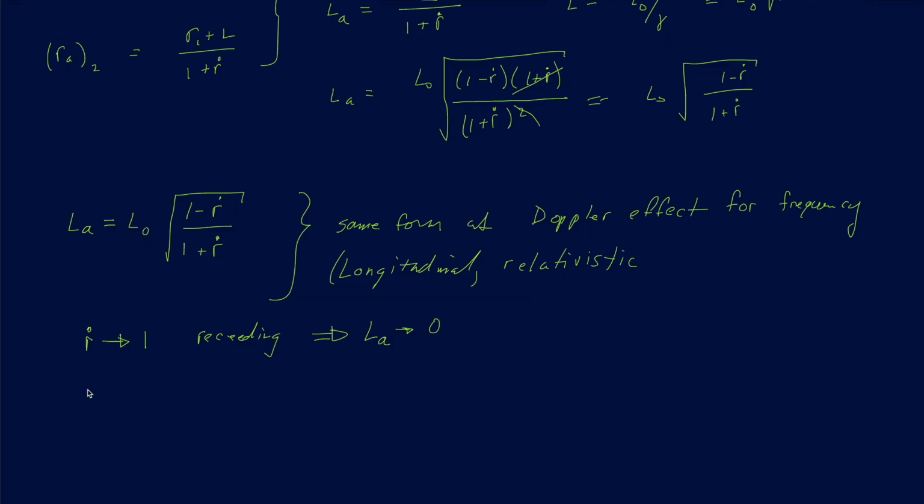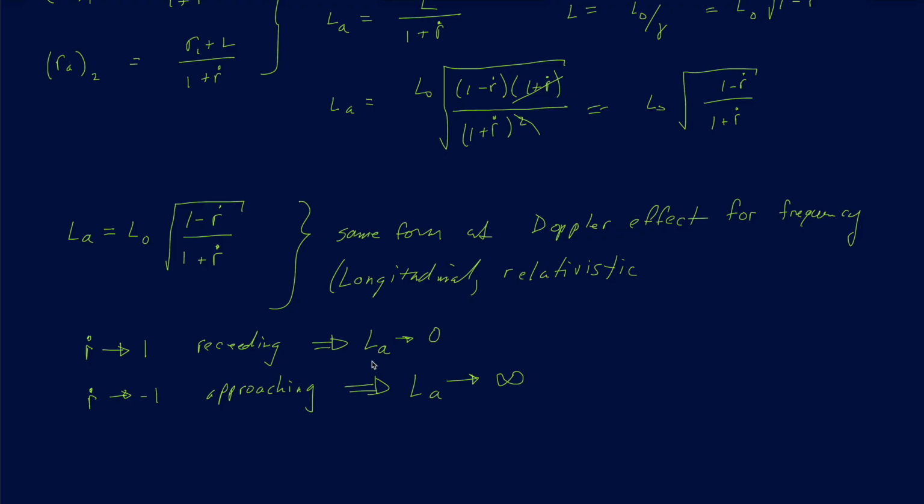Now consider the other extreme. R dot goes to -1. So this is the case where the object is approaching the observer. And in this case, what do we get? So let's think about that. The denominator goes to 0. So that's interesting. While this becomes 1 minus -1, so this becomes 2. So basically, the apparent length actually goes to infinity.